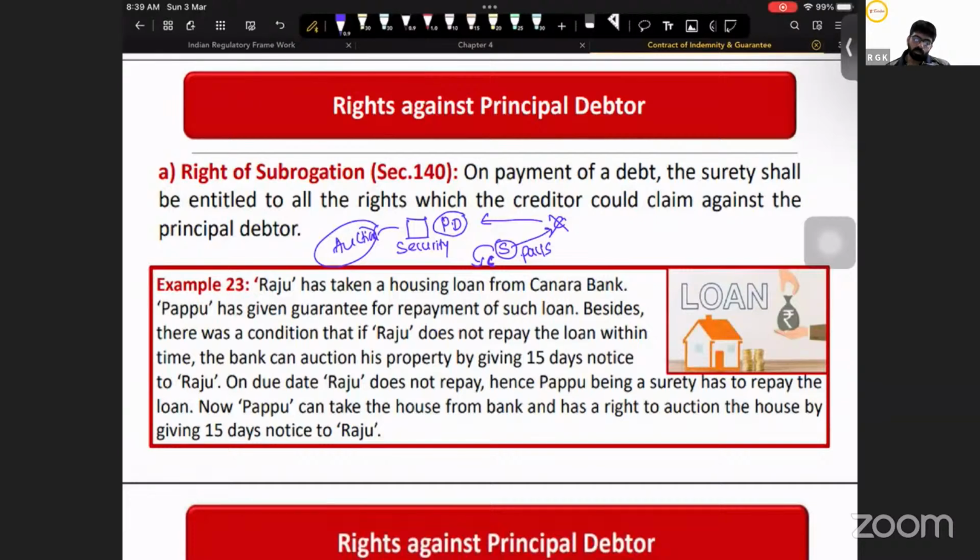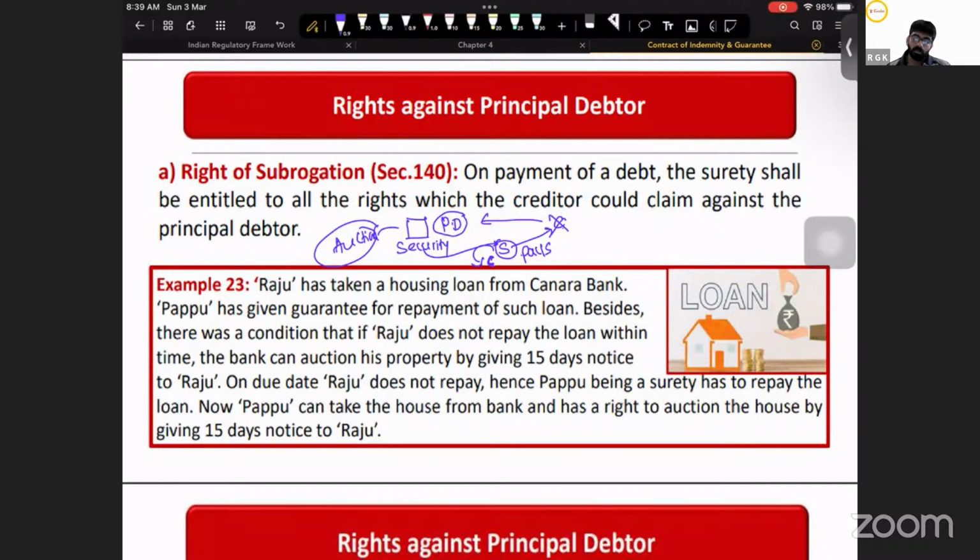Now, when the surety pays the creditor, automatically this security, on which the creditor had a right, gets shifted to the surety. Now the surety has the same right that the creditor had. The creditor had the right to auction this particular security. Now the surety also gets the right to auction this security and recover the proceeds. This is what is called the right of subrogation, when the surety steps into the shoes of the creditor.